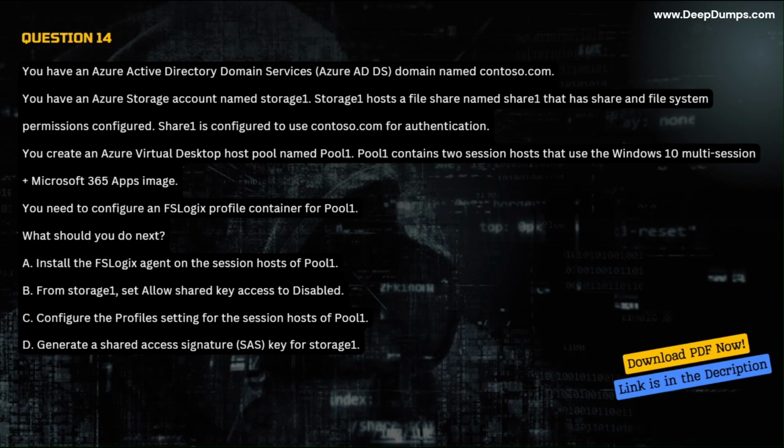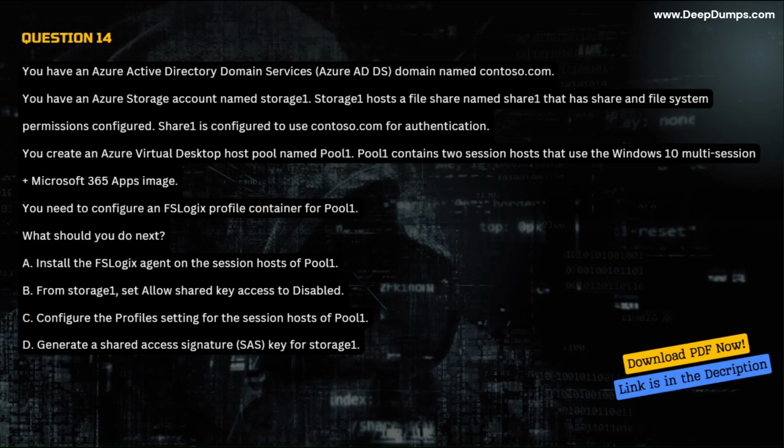You have an Azure storage account named Storage1. Storage1 hosts a file share named Share1 that has share and file system permissions configured. Share1 is configured to use contoso.com for authentication. You create an Azure Virtual Desktop host pool named Pool1. Pool1 contains 2 session hosts that use the Windows 10 Multi-Session plus Microsoft 365 apps image.